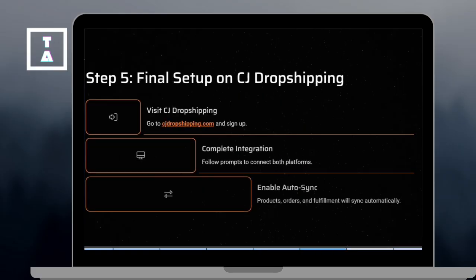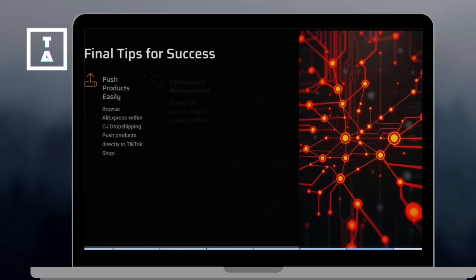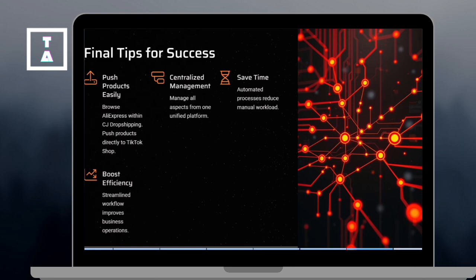Then head over to cjdropshipping.com. Then sign up and complete the integration with both platforms. Once connected, your product orders and fulfillment process will sync automatically between AliExpress and TikTok Shop.